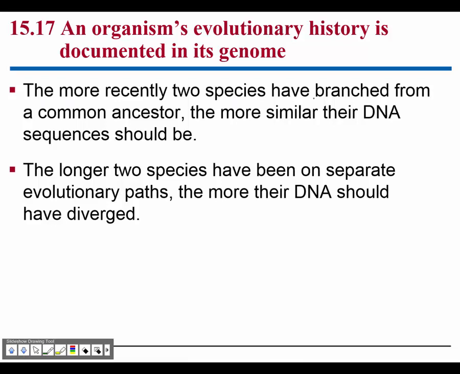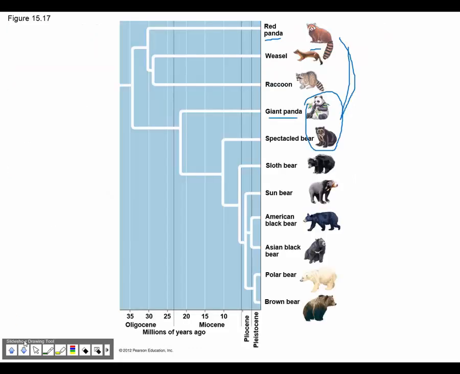So the more recently two species have branched from the common ancestor, the more similar their DNA sequences should be. That's kind of what they use, and it makes sense. The longer two species have been on separate evolutionary paths, the more their DNA should diverge. So you should see very different DNA from the red panda to the Asian black bear. But American black bear and Asian black bear should have more similar DNA than the polar bear and the brown bear. Right? And that's, of course, what we see.